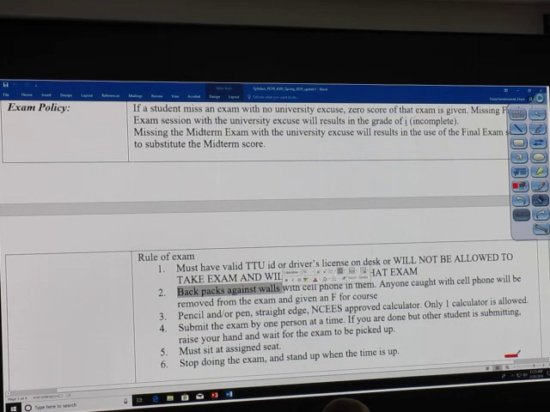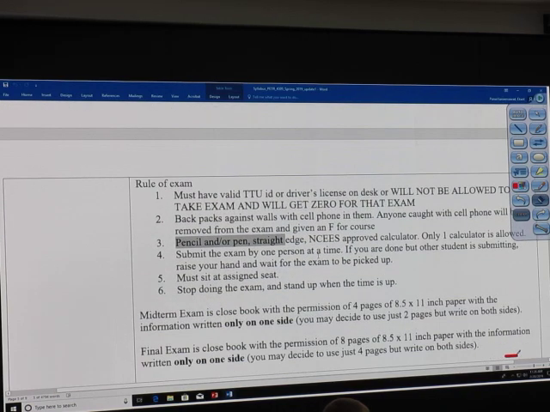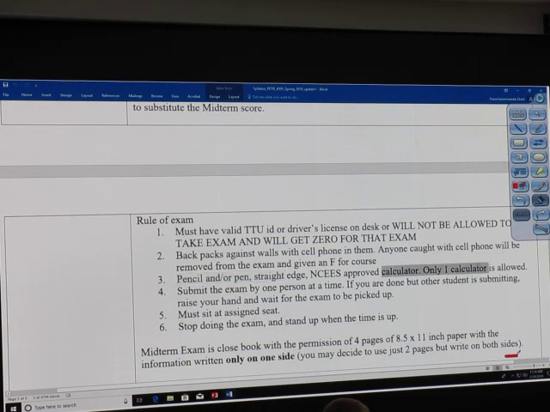Backpacks against the wall, cell phones in them. Anyone caught with a cell phone will be removed from the exam and given an F for the course. Okay, pencil or pen, straight edge, approved calculator. Only one calculator is allowed. What about calculators? Non-programmable calculators. Okay, non-programmable calculators. I put that so that you don't have to buy a new calculator.